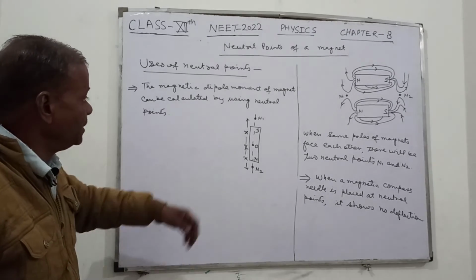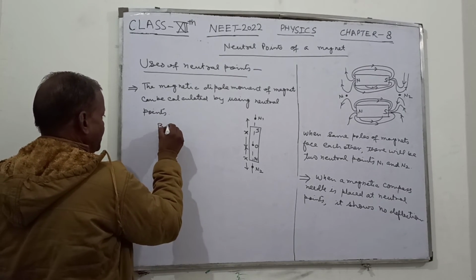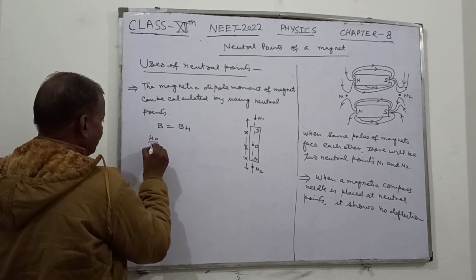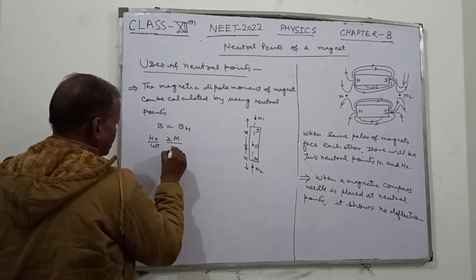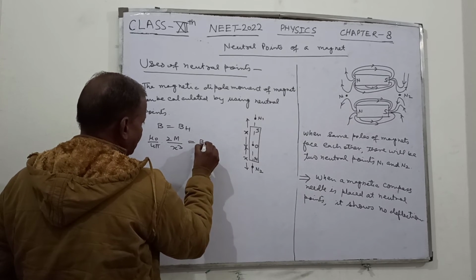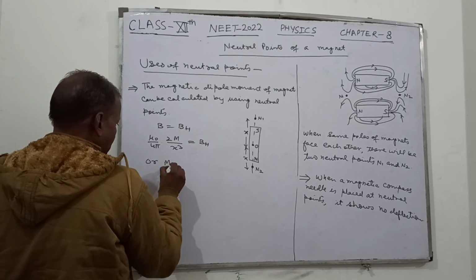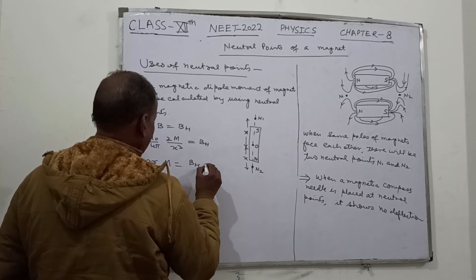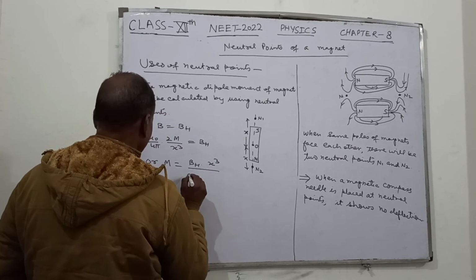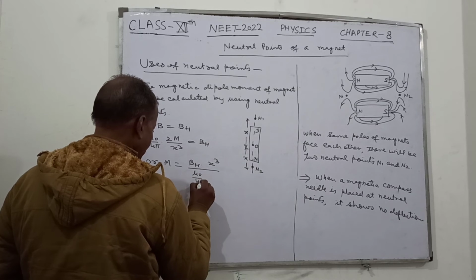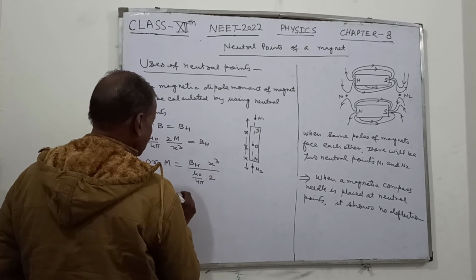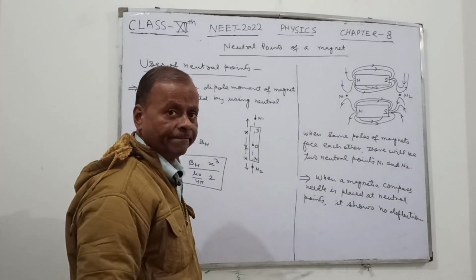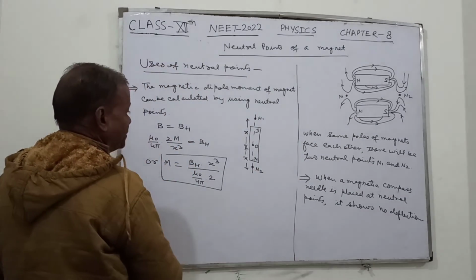When they are on the axis, then we have B equal to BH. So here B is equal to mu naught upon 4 pi into 2m upon x cube, equal to BH. Or m equals BH into x cube upon mu naught upon 4 pi into 2. So this will give you the magnetic moment. Both the neutral points lie at the same distance from the center of the magnet.